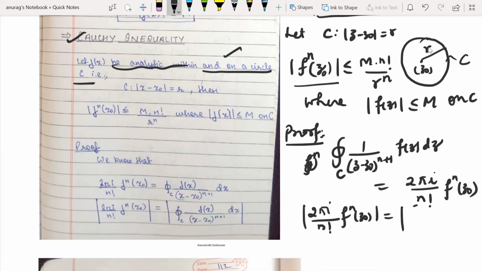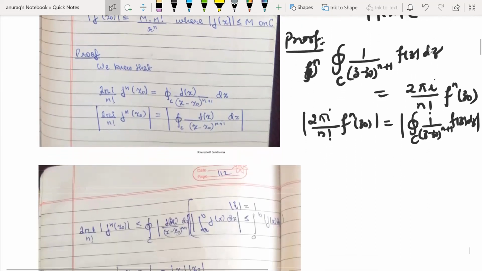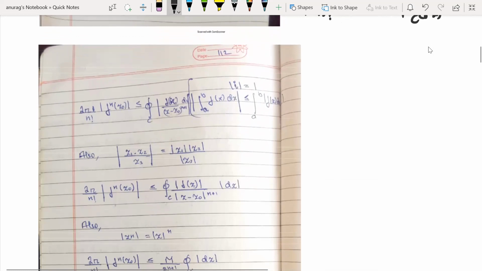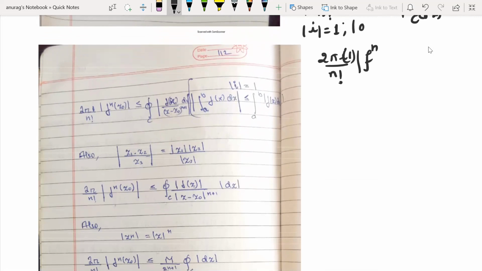Taking the right-hand side to the left, the magnitude of 2 pi i over n factorial times the nth derivative of f at z0, because we want the magnitude only, is less than or equal to the magnitude of this line integral of 1 upon (z - z0) to the power n plus 1 times f(z) dz. We can take 2 pi over n factorial outside because these are positive values. The magnitude of i is 1, because it can be written as 0 plus 1 times i, and by the complex magnitude property, 0 squared plus 1 squared is 1.